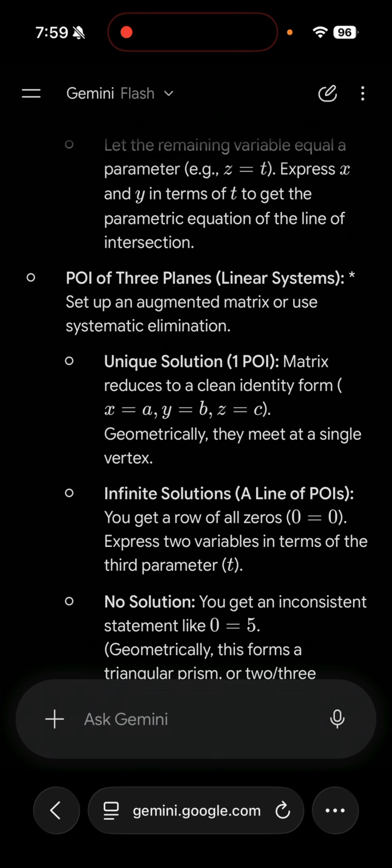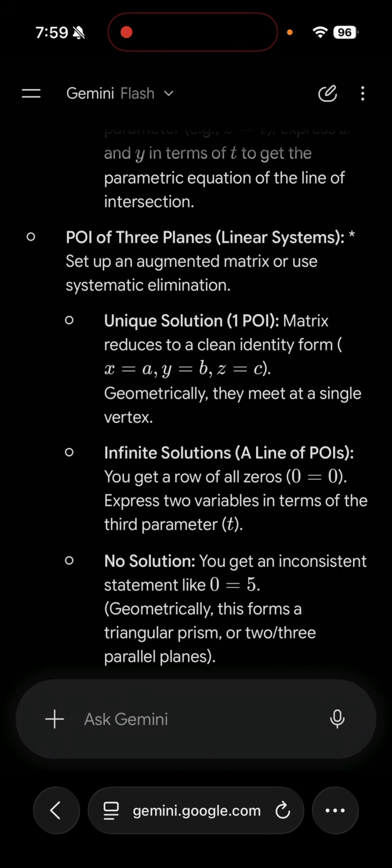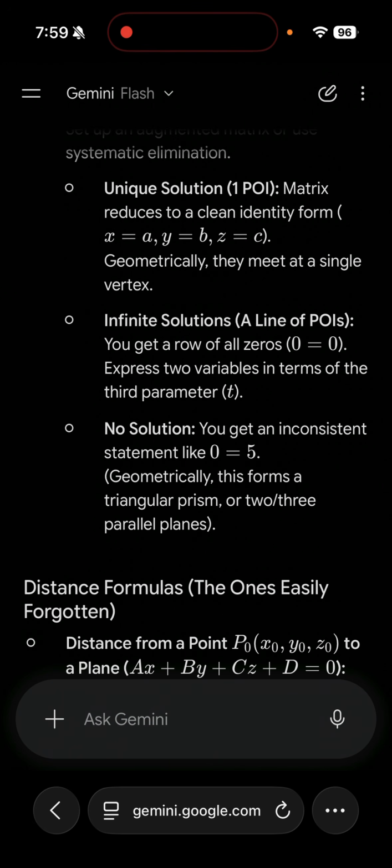POI of 3 planes, linear systems. Set up an augmented matrix or use systematic elimination. Unique solution, 1 point of intersection: the matrix reduces to a clean identity form, so x equals a, y equals b, z equals c. Geometrically, they meet at a single vertex.